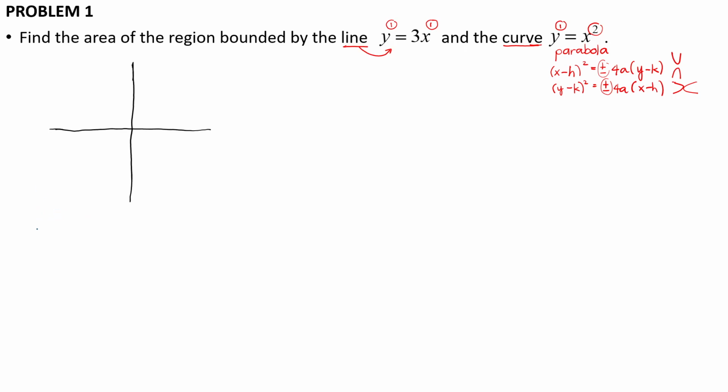For you to do this in an easy fashion, you can equate the two equations first so that you can determine the points of intersection. Notice that in the curve, the vertex is at 0, 0. So the vertex of your parabola, the center of your curve, is at 0, 0. It might get confusing, but let's do it step by step. Let's equate the two equations first.